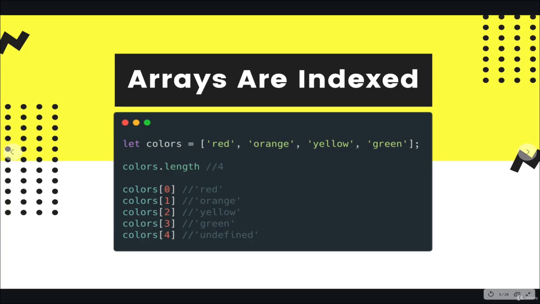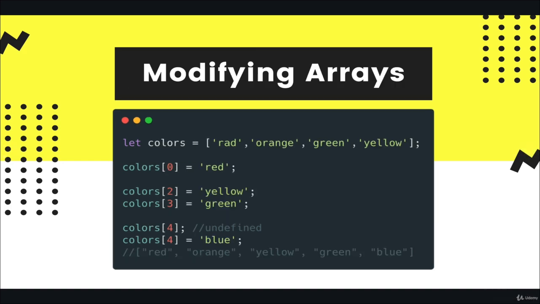Now we can use that same syntax using the square brackets to update an array, to actually change something at a particular index. For example, here I've got a colors array and I've messed up the first color. I wrote rad. What a disaster. It's supposed to be red. What an idiot.